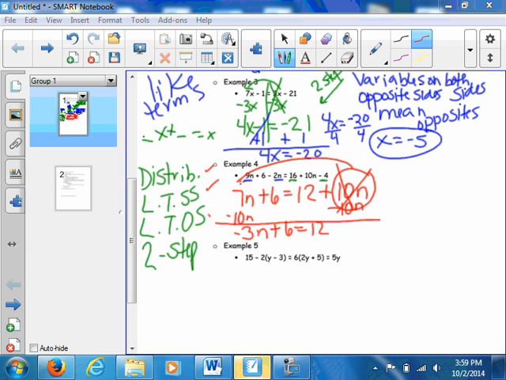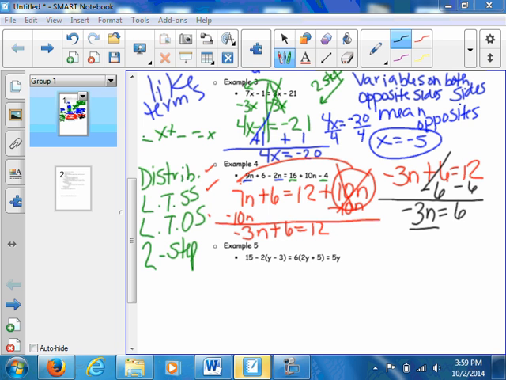All right, I have another two-step. So I'm going to write it over here for a little more room. Negative 3n plus 6 equals 12. Add or subtract first. Subtract 6 from both sides. Negative 3n equals 6. Divide by negative 3. Divide by negative 3. N equals negative 2. Okay?